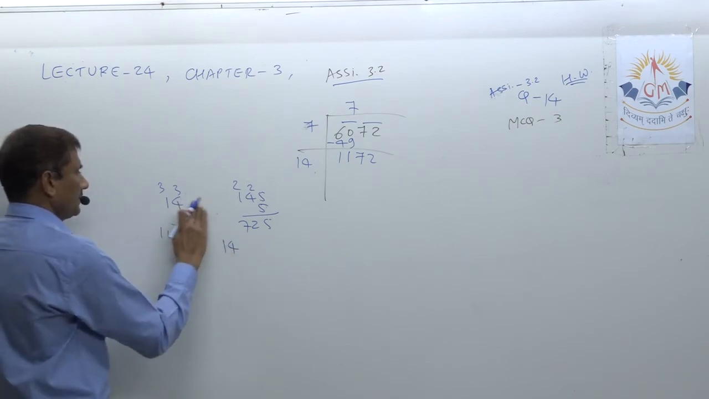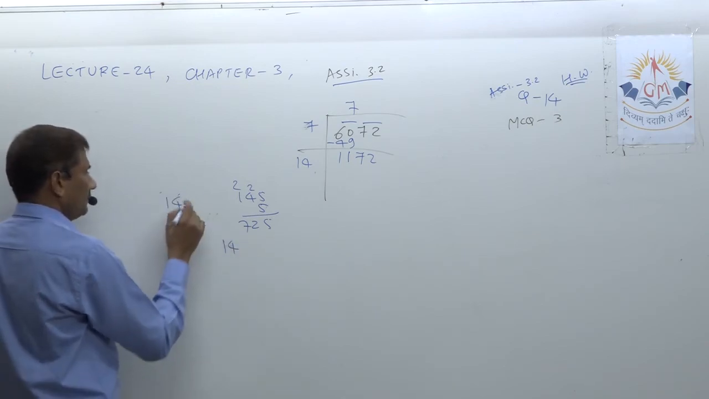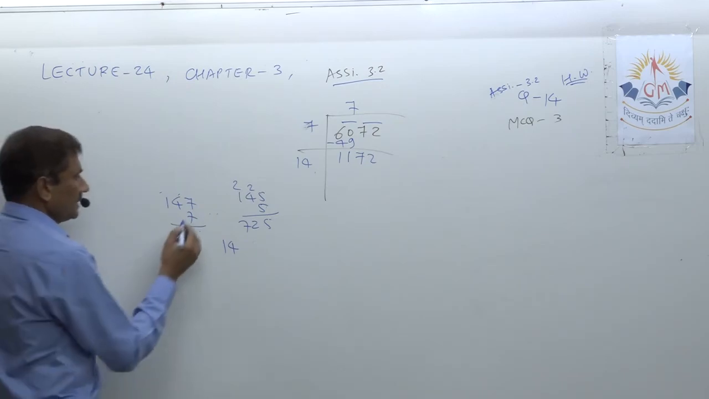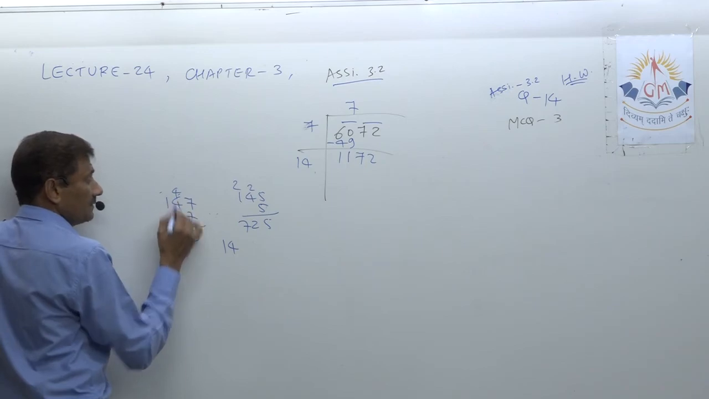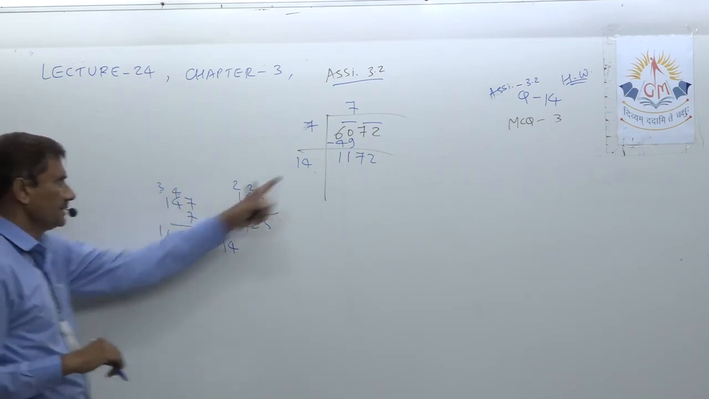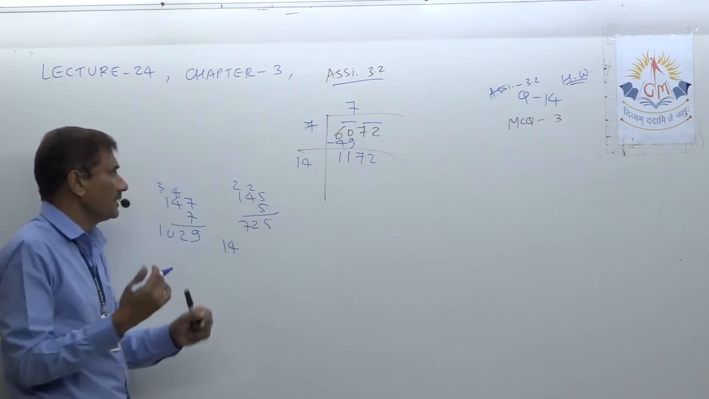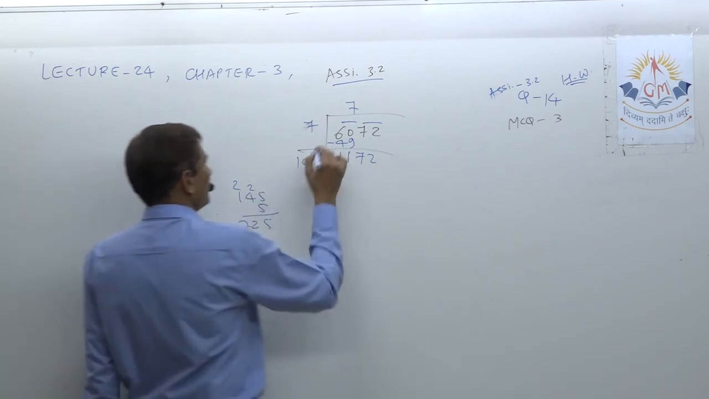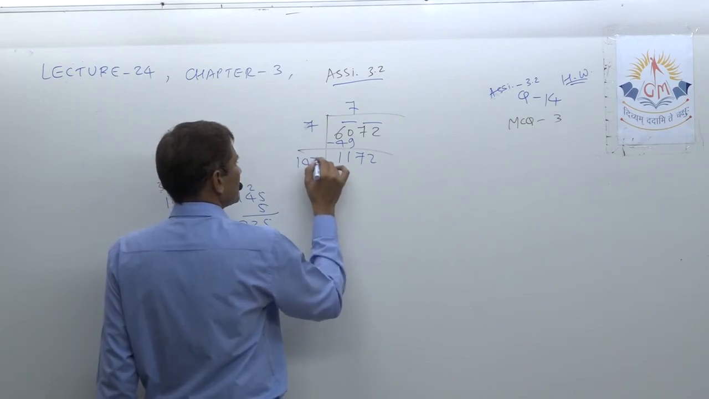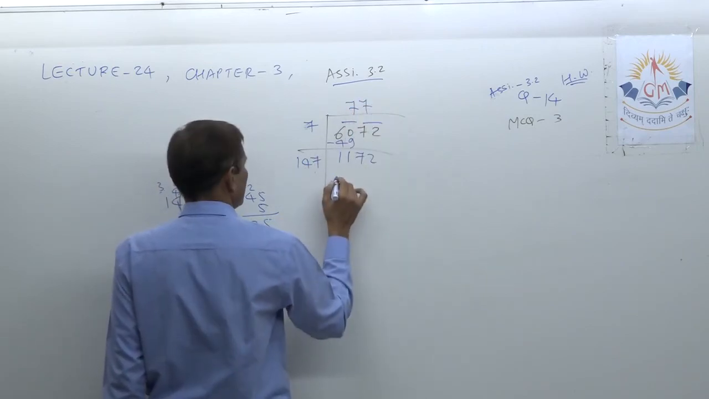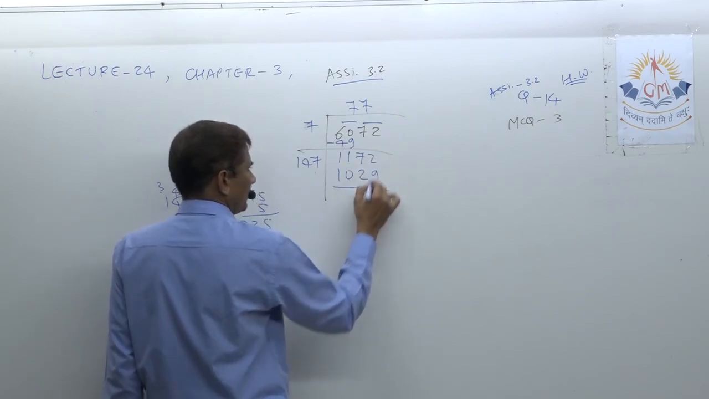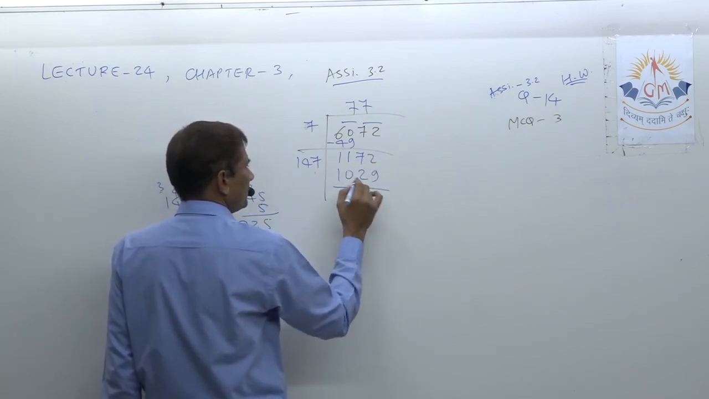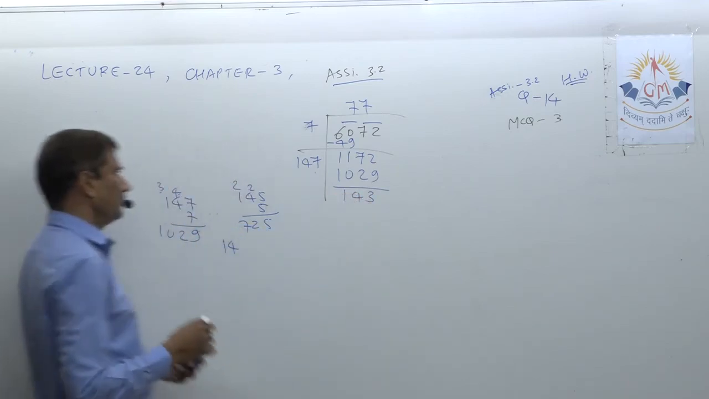It is 147 into 7. So 7 7s are 49, 4. 7 4s are 28, plus 4, 32, 3. 7 1s are 7 plus 3. I think we reach near to that. And the next number will be quite more than that. So 147 into 7, 1029. So how much left? It will not be important here. 6 minus 2, 4, and here 1. 143 left.